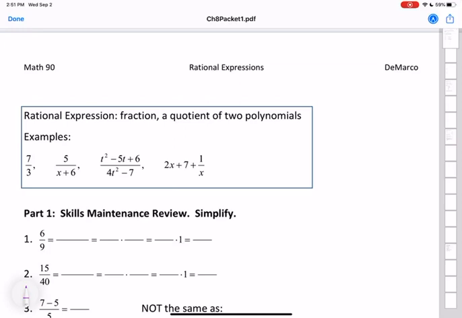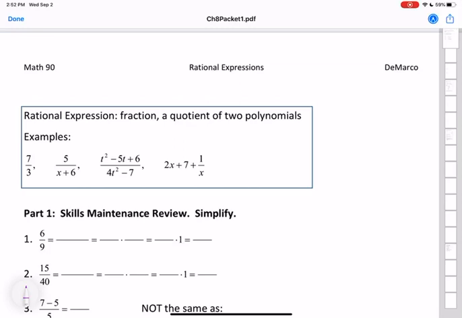So section 8.1 for today, we're going to work through about the first 5 pages. That's the first 9 problems of this document. And 8.1 is simplify rational expressions. So rational just means a fraction.